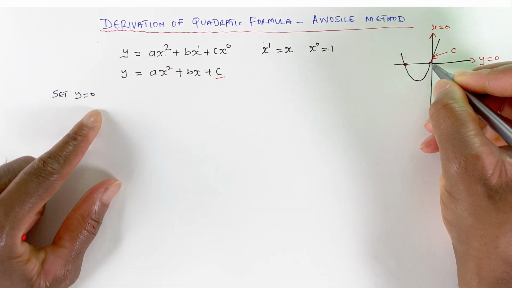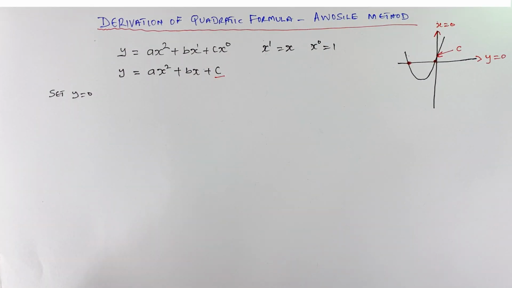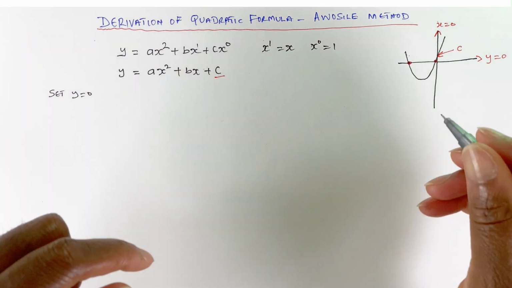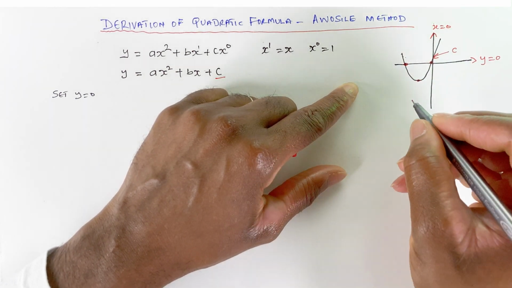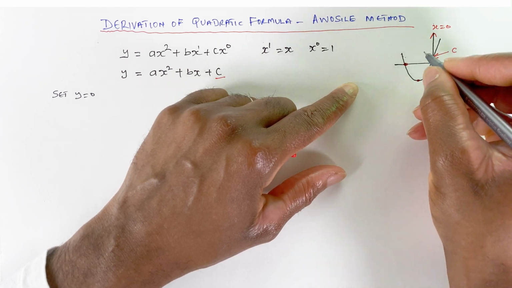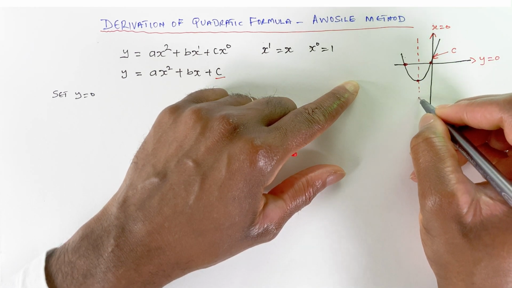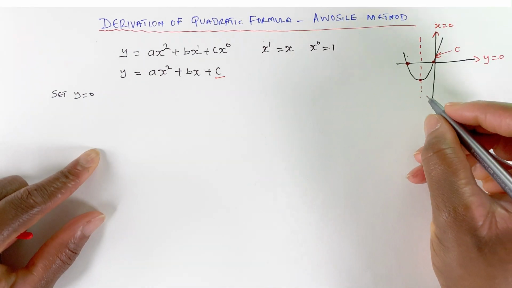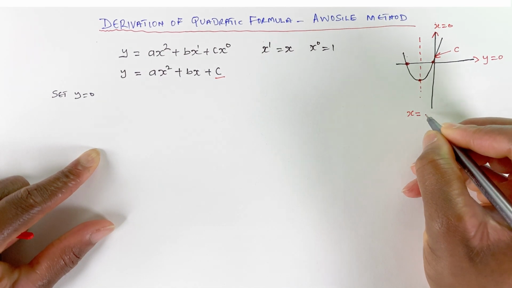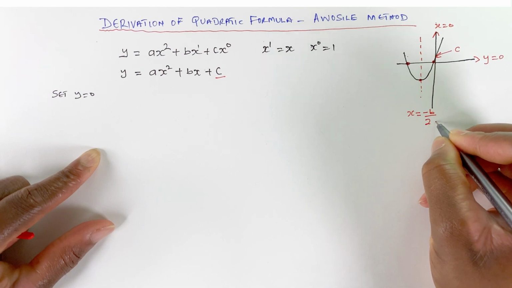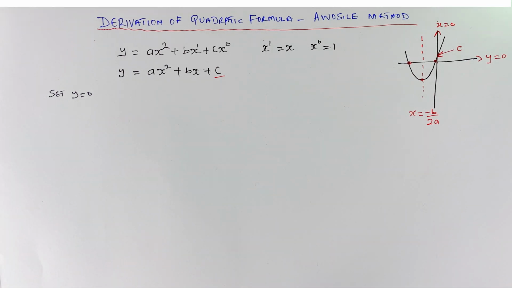The roots are obviously 2 roots because the degree of the polynomial is 2, meaning the highest exponent is 2. The one I have drawn here is a minimum, with 1 turning point. The turning point is at the line of symmetry, where x is always minus b over 2a. That's the value of x at the line of symmetry and at the turning point.